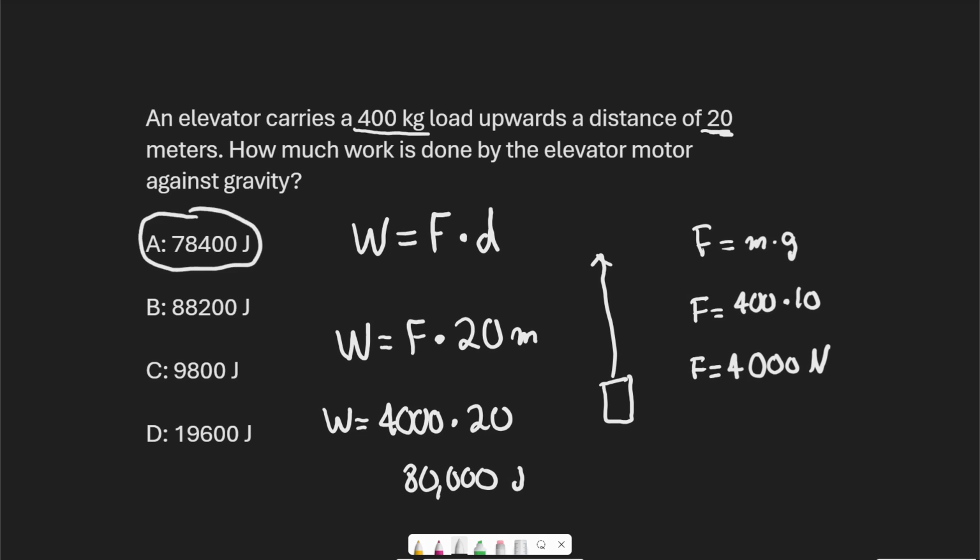And again, it's a little bit lower because we use 10 for g when g is actually 9.8. So if we were to do this with 9.8, we would actually end up with a little bit less than this, and then we would end up with an answer that was a little bit less than 80,000. But of course, first of all, we don't have a calculator on the MCAT, so we can't do that type of math. And we don't really need that level of precision because it is, at the end of the day, a multiple choice test. And so the correct answer here is going to be A, 78,400 joules, which rounds to 80,000 joules.